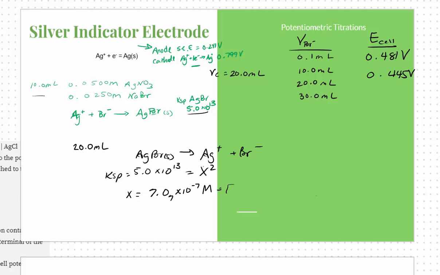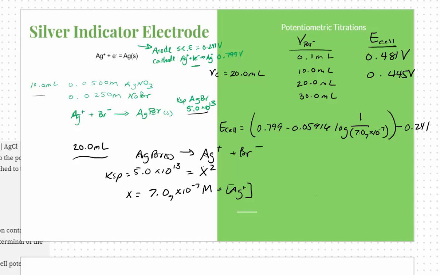Now again, what does X represent? It represents the concentration of the silver ion. So now I can use this silver ion in my Nernstian equation. The E cell is going to be equal to the E of the cathode, 0.799, minus 0.05916 times the log of the Q value. The Q value here is 1 over the concentration of silver, minus the anode, 0.241.